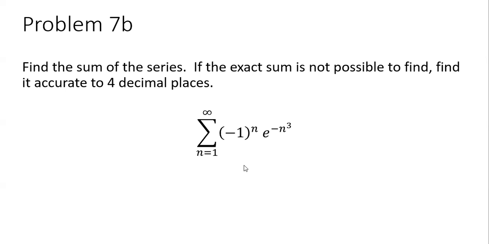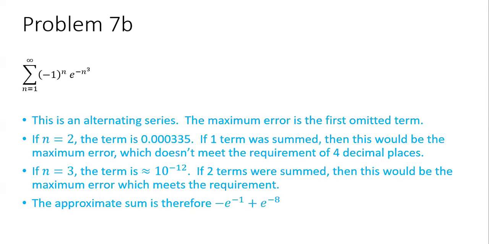If you remember in the alternating series section, this is clearly an alternating series because of this (-1)^n. e to the negative n cubed is always positive, right? So this makes a changing sign. In the alternating series section, when you were learning about the error and all that, does this hopefully ring a bell or give you a clue as to what to do? The maximum error is the first omitted term. Do you remember that? Okay, so we can use that to our advantage here as well.